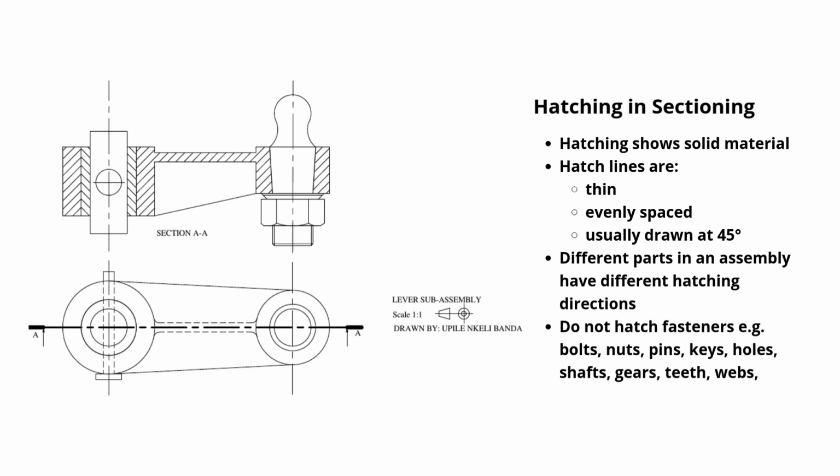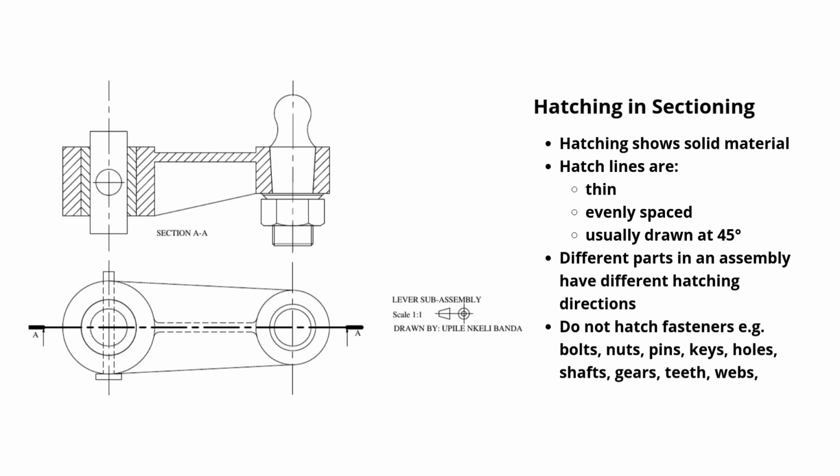1. The hatching style. Line weight: always use thin, continuous lines. Spacing: lines must be evenly spaced. Angle: hatching is almost always drawn at 45 degrees. 2. Assembly clarity. In an assembly, different parts must have different hatching directions. If the main body is hatched at 45 degrees, the part touching it should be at 135 degrees. This makes it clear where one part ends and another begins.